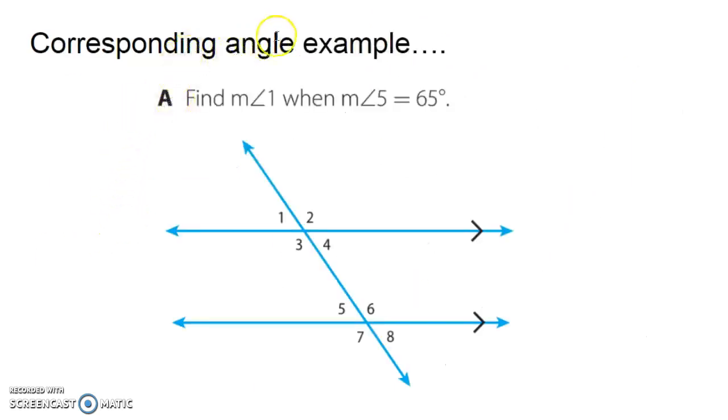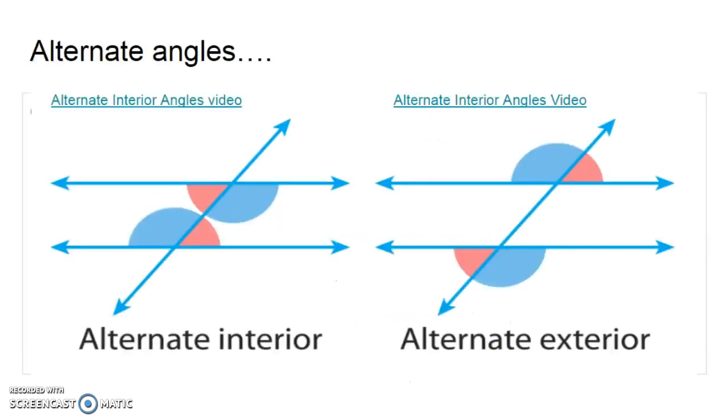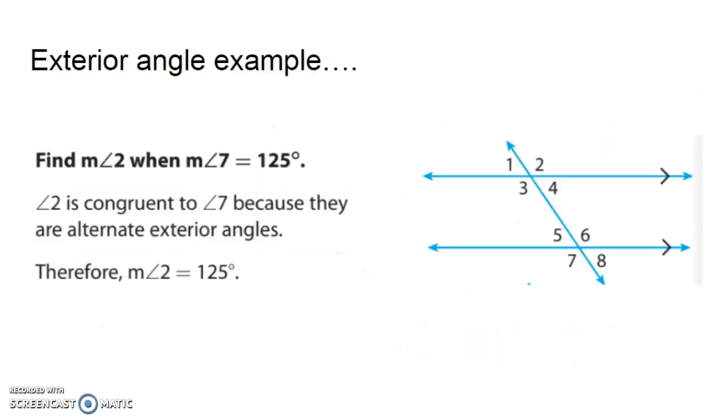And then here's our corresponding angle example. It says find the measure of angle 1 when the measure of angle 5 is 65 degrees. Since these are corresponding angles, the measure of this angle would be the same as 5, so it would be 65 degrees. There's another picture of alternate interior angles and a video if you'd like to watch, and also alternate exterior angles.